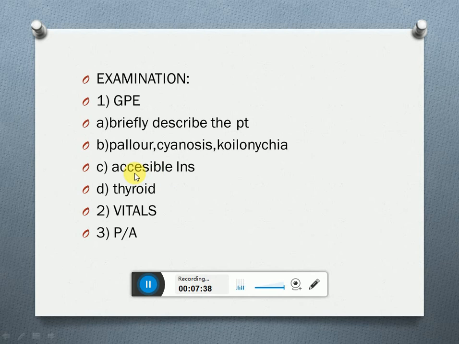Then you will comment on accessible lymph nodes, whether the accessible lymph nodes were palpable or not. Similarly, whether the thyroid was palpable or not. This is a general physical examination. After that, you will mention the vitals, that consist of blood pressure, respiratory rate, pulse, and temperature. You will comment on that. And lastly, you will comment on your findings of per abdominal examination, and you will be done.